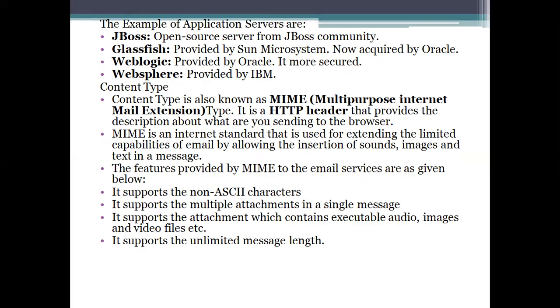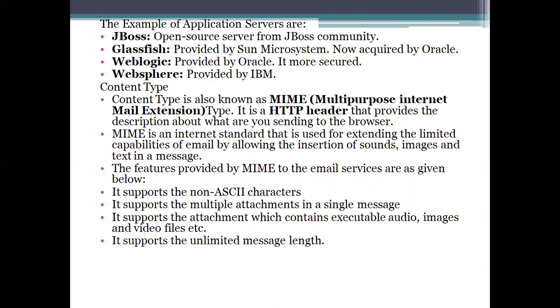Now, what is content type? Content type is also known as MIME. MIME means Multipurpose Internet Mail Extensions type. It is an HTTP header that provides a description of what you are sending to the browser. MIME is an internet standard used for extending the limited capabilities of email by allowing the insertion of sounds, images, and text in a message.